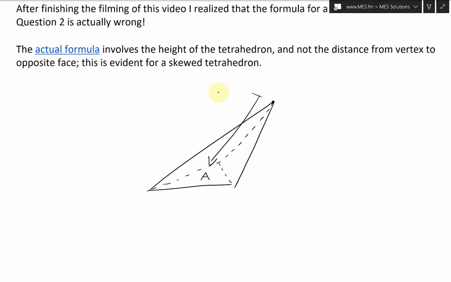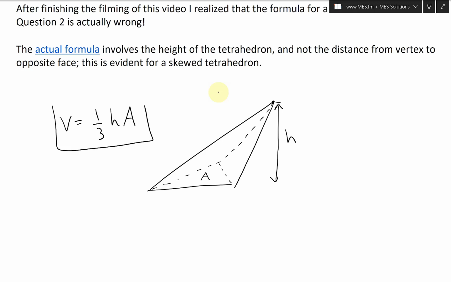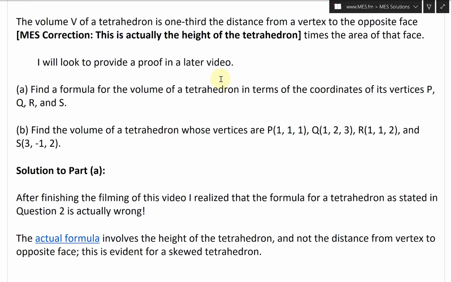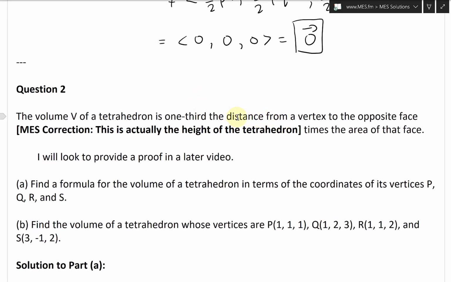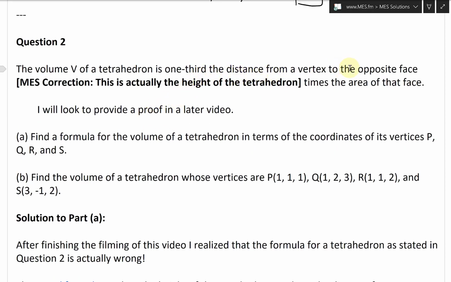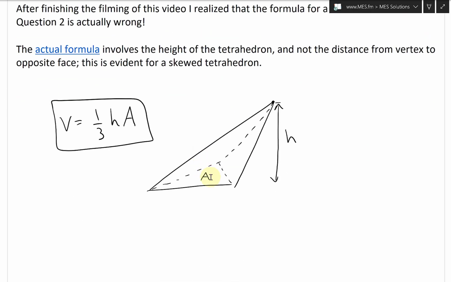But that's not actually what we want. The actual formula involves the height, h, like that. And the volume of this tetrahedron is equal to V, 1/3 the height times that area. So this is the volume. So it's actually the height: 1/3 the height times the area of that face, from this area up to there. So that's the actual formula.